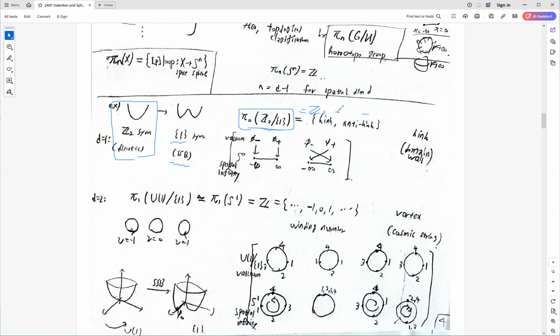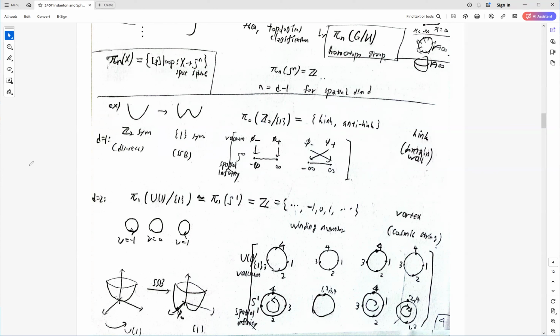This can be represented again. There are the spatial infinities, plus and minus infinity. This corresponds to S0, and this is represented by the index 0. And there are degenerate vacua, pi minus and pi plus. This corresponds to Z2 over 1. So we can assign each spatial infinity to a different vacuum, minus and plus. This corresponds to the kink, and for the opposite, we can swap the vacua to pi plus and pi minus. This corresponds to the anti-kink. So this is called the kink, or called the domain wall in cosmology.